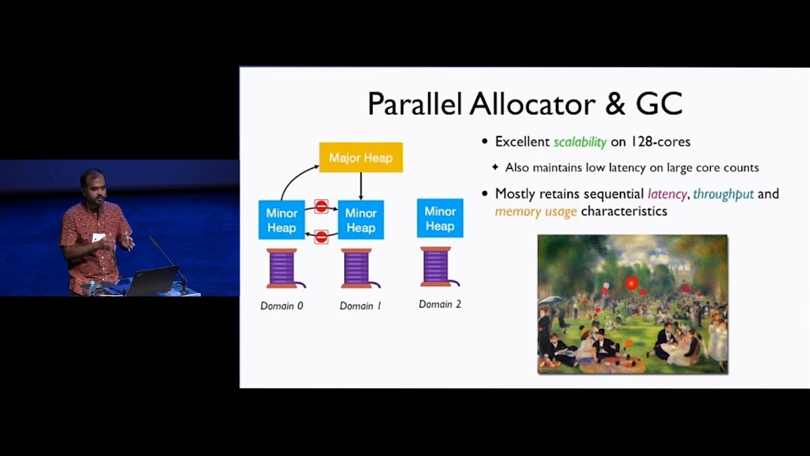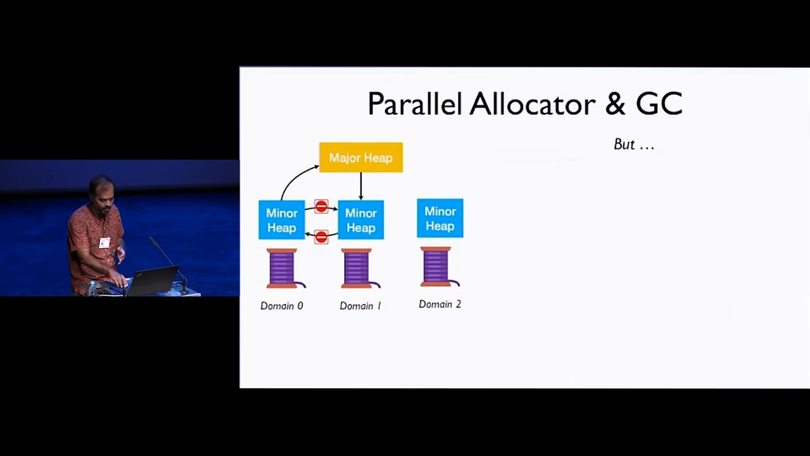Importantly, if you only had one domain, this particular GC mirrors what OCaml had today in OCaml 4. So this mostly retains the latency, throughput, and memory usage characteristics of OCaml sequential programs. So we were all very happy. We thought we had something done and we could upstream it.